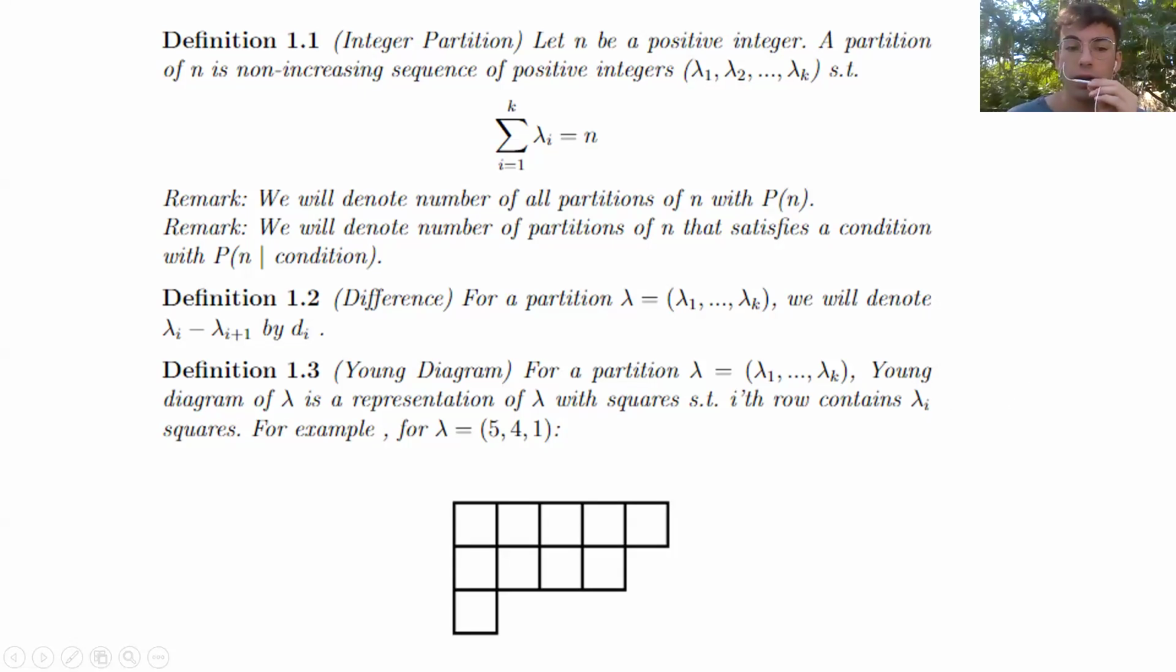And we can represent partitions by diagrams. The most popular one is the Young diagram. For a partition, for example, lambda is 5, 4, 1, we will use squares, and every row contains lambda 1, lambda 2, lambda 3 squares.